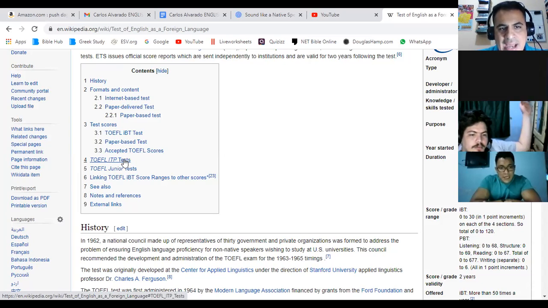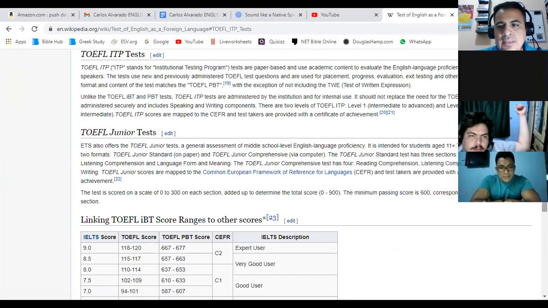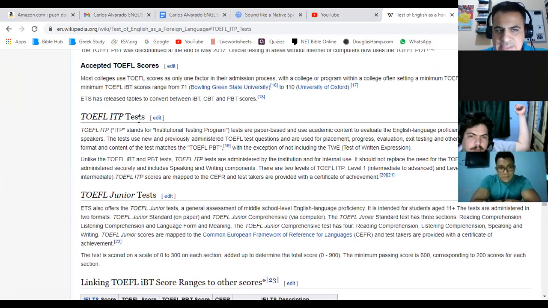And then there's this test. Look, TOEFL ITP, okay? And this is what it means. Look, the TOEFL ITP test, ¿qué significa ITP? Institutional Testing Program, paper-based and used in an academic context to evaluate English proficiency of non-English speakers, okay? The test is used, new and previous administration, blah, blah, blah. Okay, pero esto es lo que quiero enseñarte. Unlike the TOEFL iBT, the TOEFL ITP tests are administered by institutions and are for internal use, okay? So ese es el examen que está dando el Centro Cultural Salvadoreño, okay?